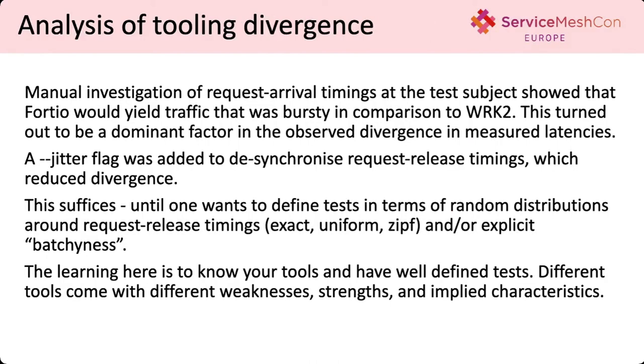Manual investigation of request arrival timings at the test subject showed that FortIO would yield traffic that was bursty in comparison to WRK. This turned out to be a dominant factor in the observed divergence in measured latencies. Later on, a jitter flag was added to FortIO to desynchronize request release timings, which reduced divergence. This may suffice until one wants to define tests in terms of random distributions around request release timings.